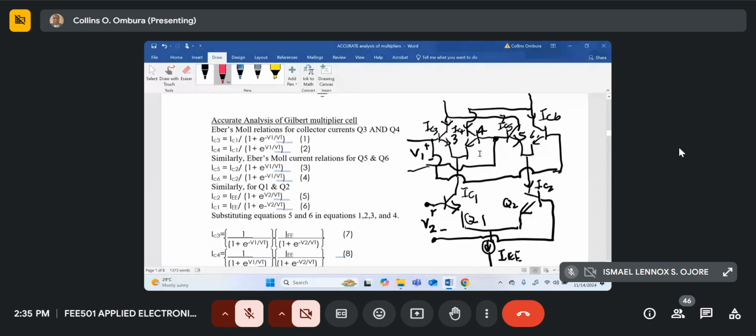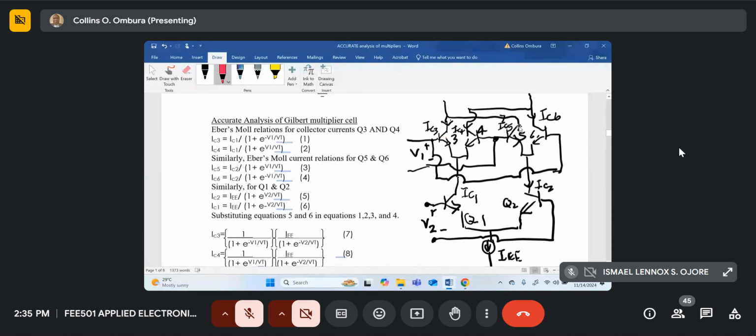Now for the next transistor, which is our Q4, we can write IC4, the collector current, is equal to the emitter current, which is IC1, this one here, divided by 1 plus, the second transistor is positive, e to the positive V1 by VT. Similarly, if we apply this to transistor number 5, this one here. My sketch is very rough. Transistor number 5 is this one.